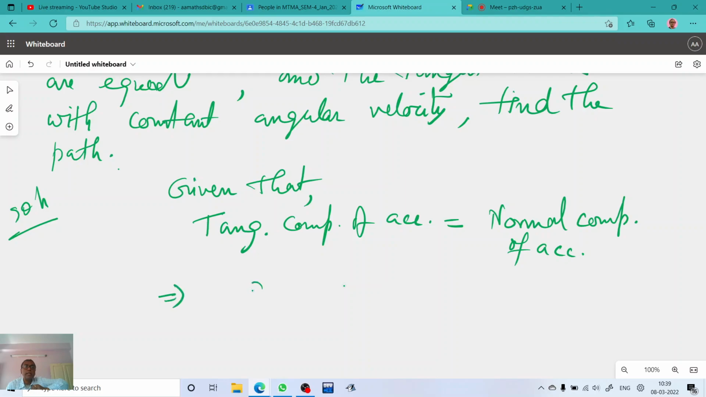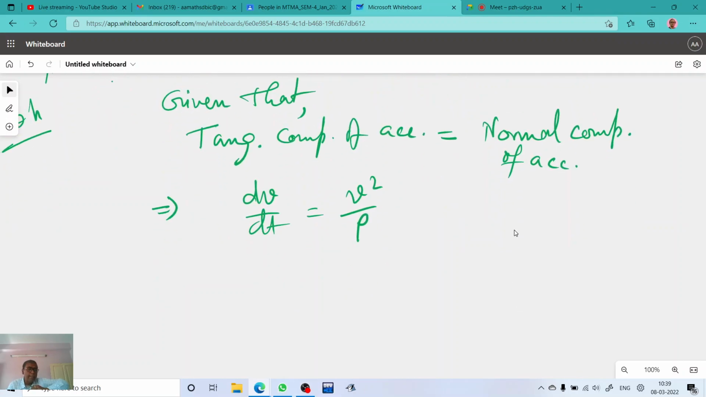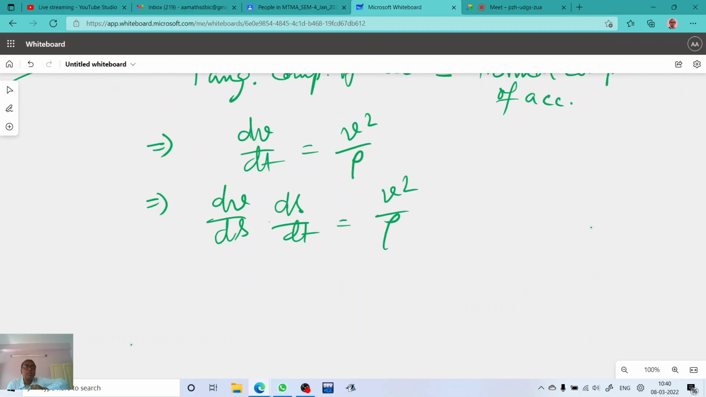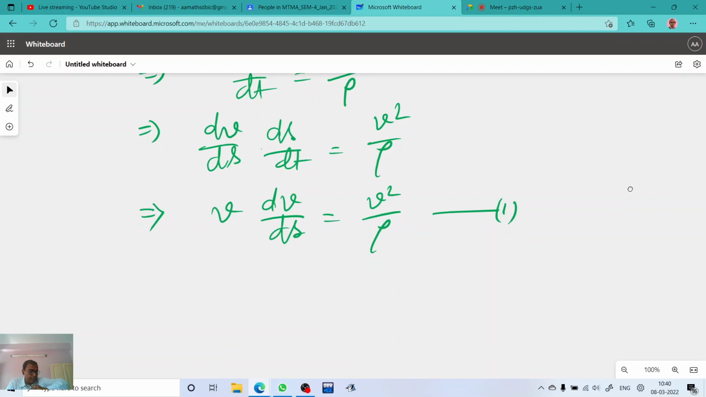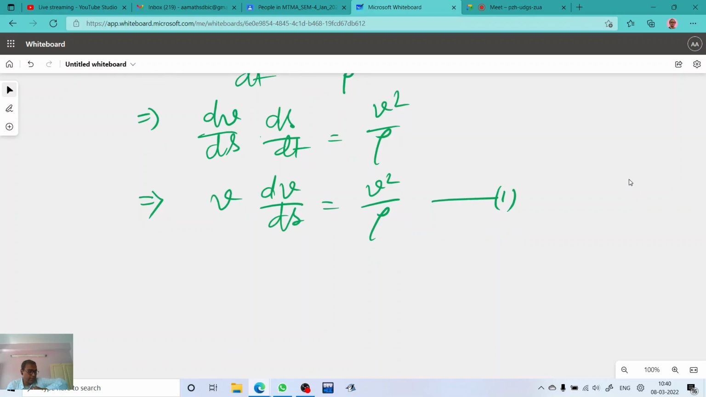তাহলে সেখান থেকে আমরা বলতে পারি dv/dt equal to v square by rho, আচ্ছা dv/dtটাকে আমরা একটু ভেঙে লিখছি, dv/ds into ds/dt equals to v square by rho, and so ds/dt means v, so we can write from this v into dv/ds equals to v square by rho. Call it 1. This is from the first condition we get this expression where rho is the radius of curvature.